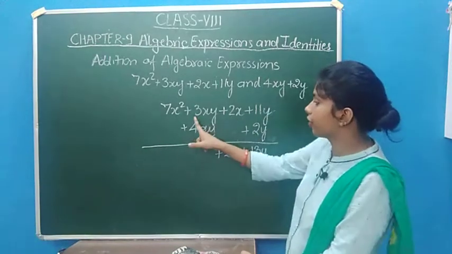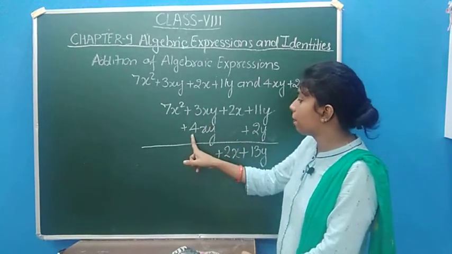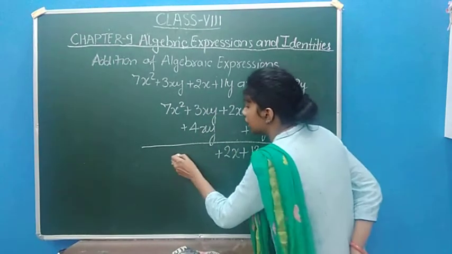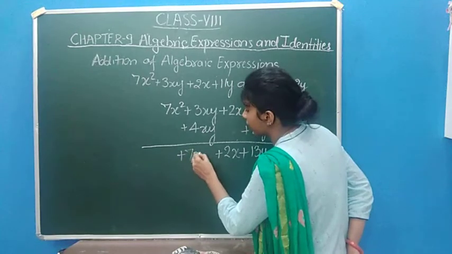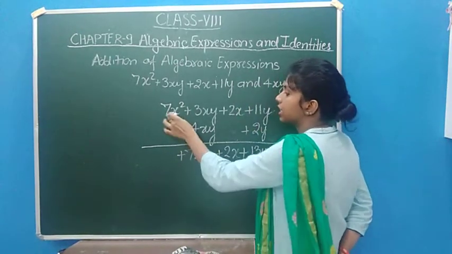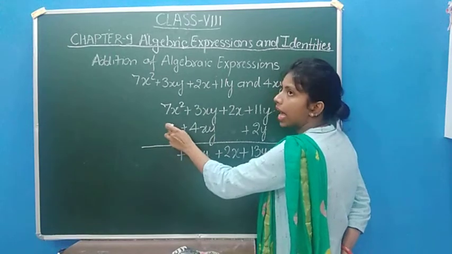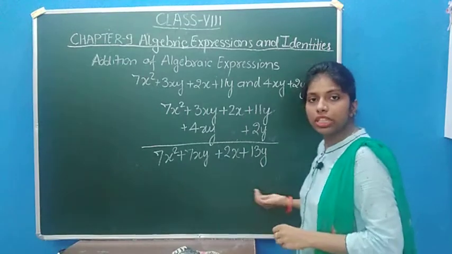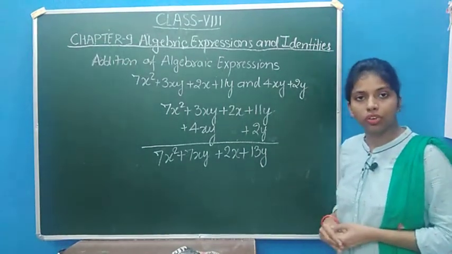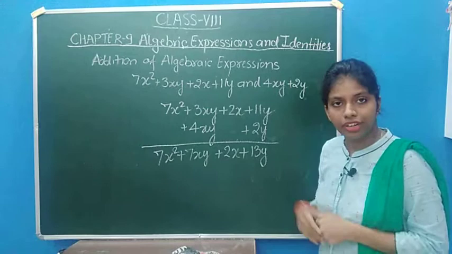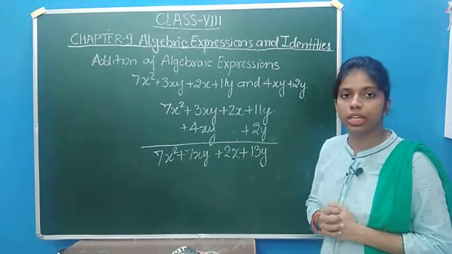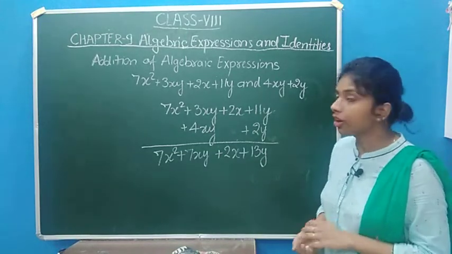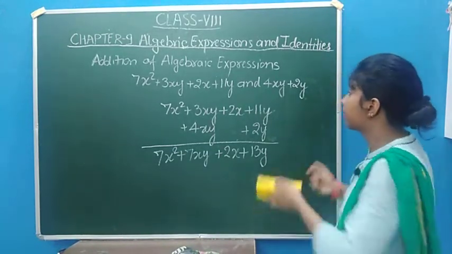Now come to this. Here we have 3xy plus 4xy. So 3xy plus 4xy is 7xy. And the last is 7x square. We are going to add it with nothing. So we get the same, 7x square. So this is going to be our solution. Okay, so it's simple. Whenever we have to add any algebraic expressions, we are going to add like terms with each other.